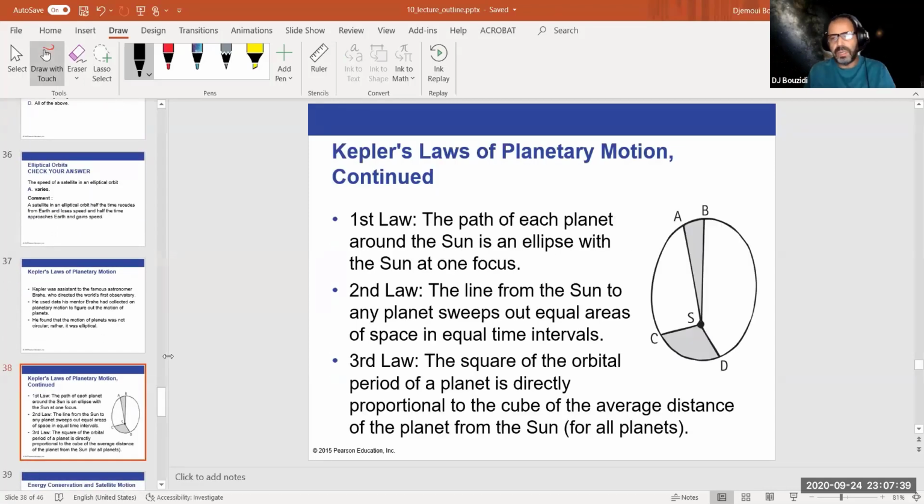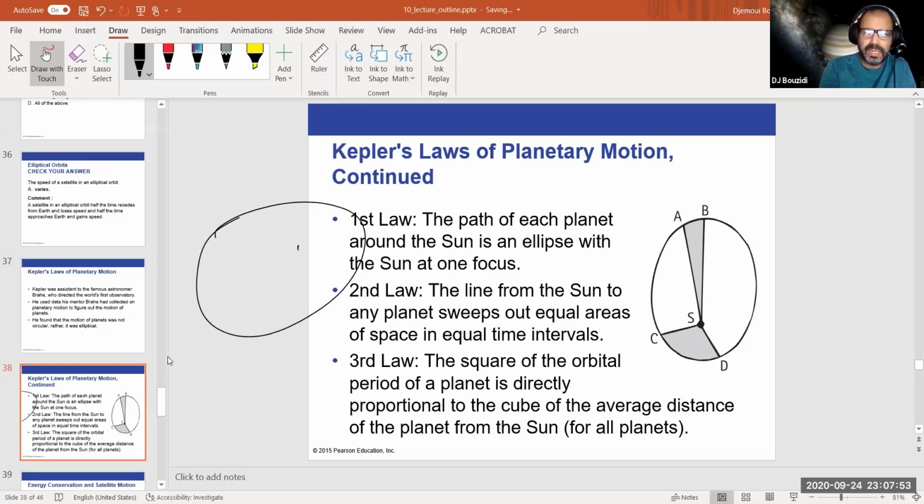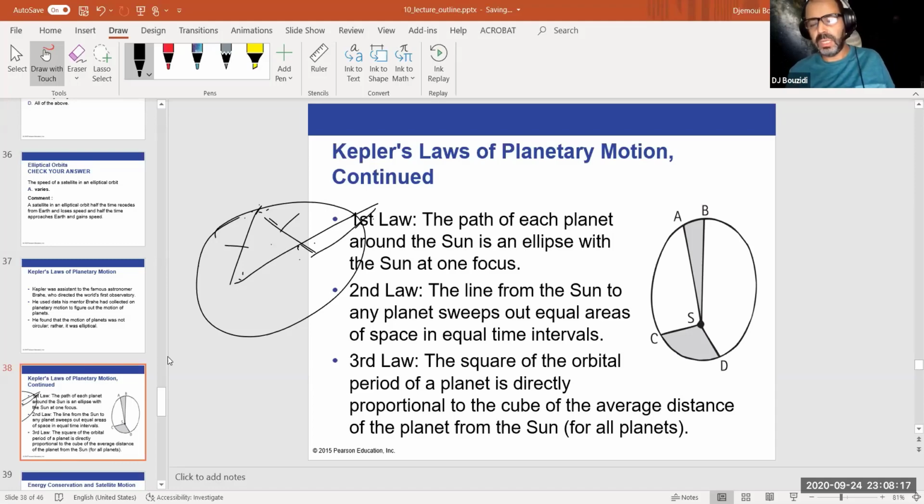So the first law of Mr. Kepler basically states that the orbit of the planets is not a circle. Okay, it's actually an ellipse. An ellipse is more like a shape of this form. It's characterized by two focal points, and the sum of the distances from every point on the ellipse to those two focal points is the same. This one plus this one is the same distance regardless of where you are. So that's the definition of what the ellipse is.